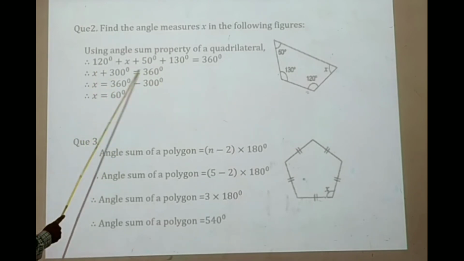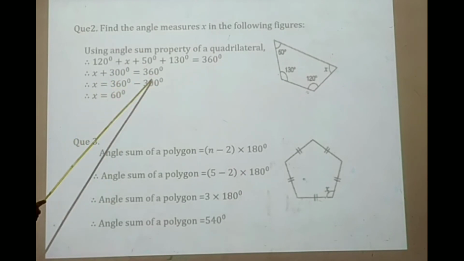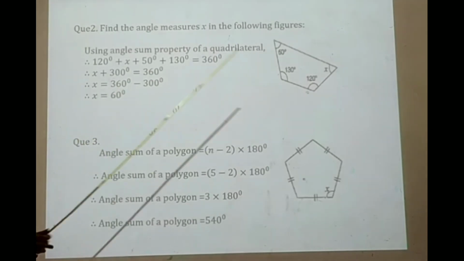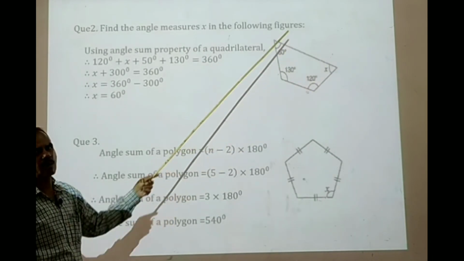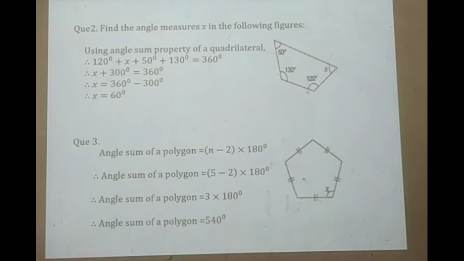Simplify: 120 plus 50 plus 130 is equal to 300. So x plus 300 equals 360. x is equal to 360 minus 300. You will get 60. Hence, x equals 60 degrees. Again, you can verify yourself. Take the sum of the 4 angles. That addition should be 360. Then our answer is correct.